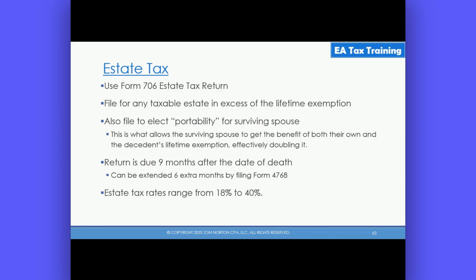The 706 is due 9 months after the date of death, though it can be extended by an extra 6 months. And the estate tax ranges from 18% to 40% because it is a gift and estate tax. It's all one system, so it is the same range of tax rates. And so again, you'll remember that 18 to 40%.